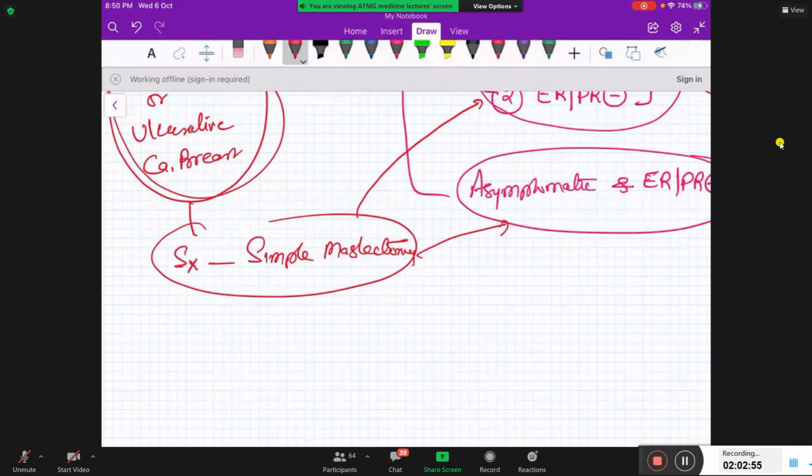Patient comes to you with a 4 centimeter lump in the breast with ipsilateral mobile axillary lymph node, found to have invasive ductal carcinoma on true-cut biopsy, which is ER PR positive.